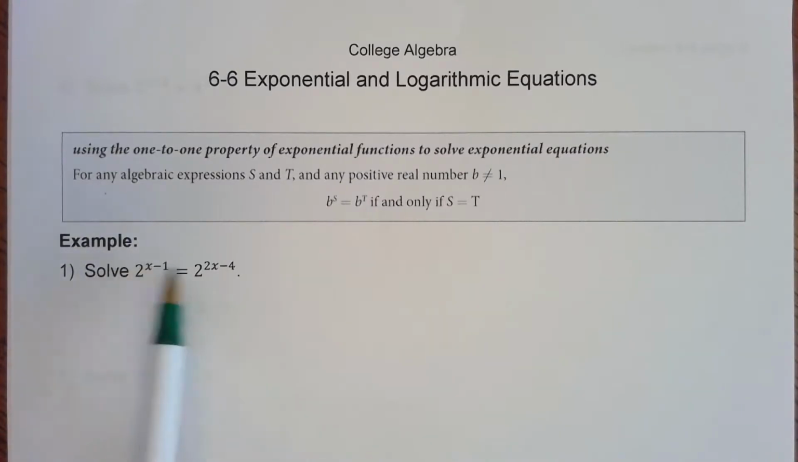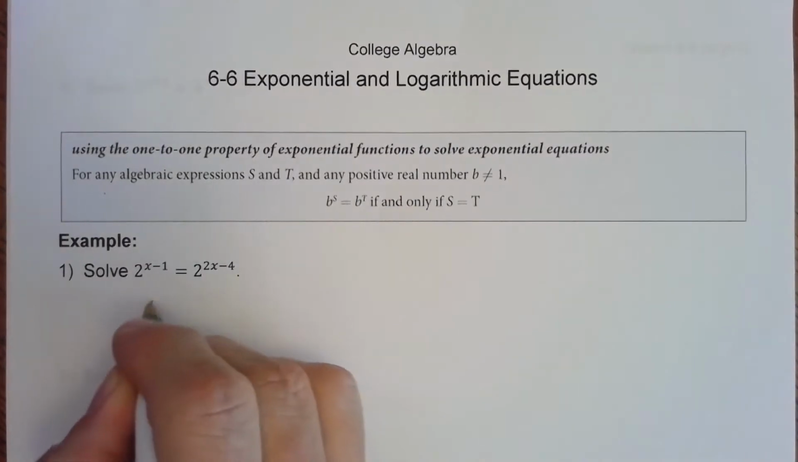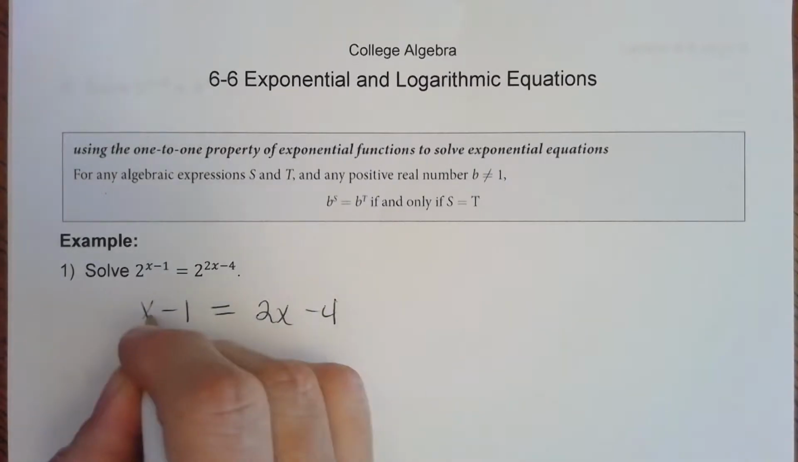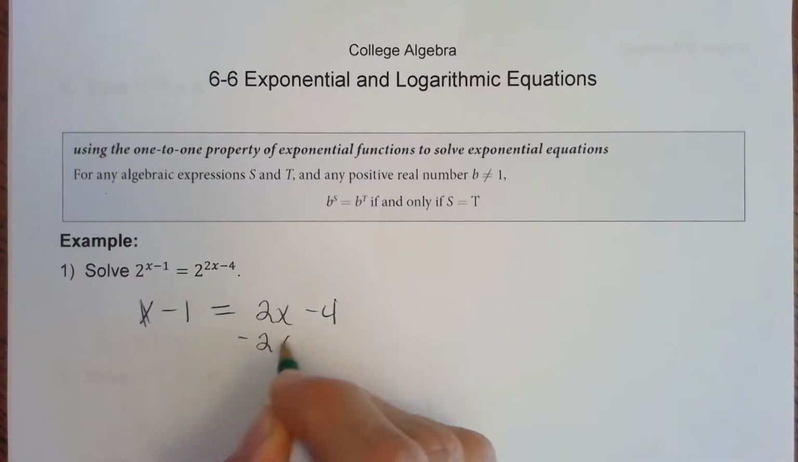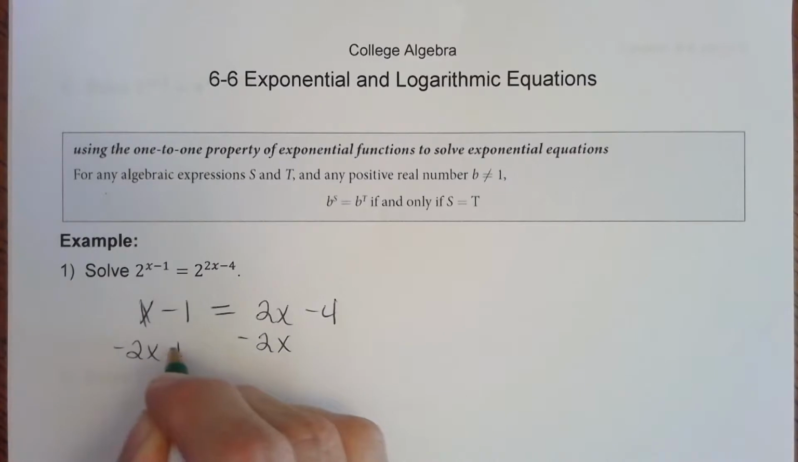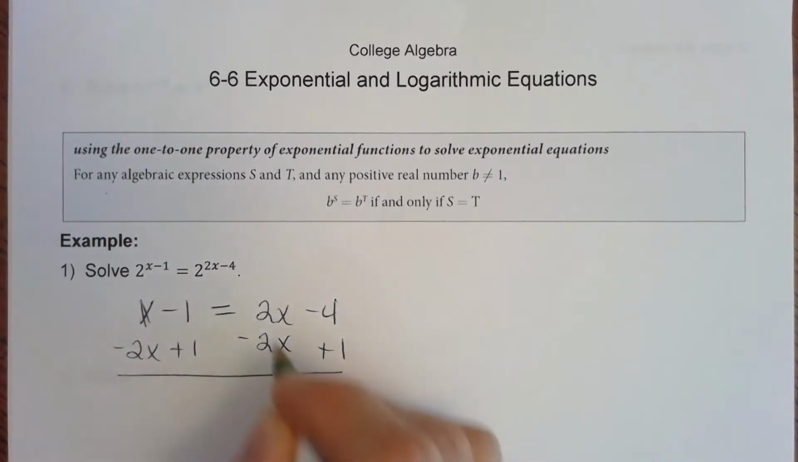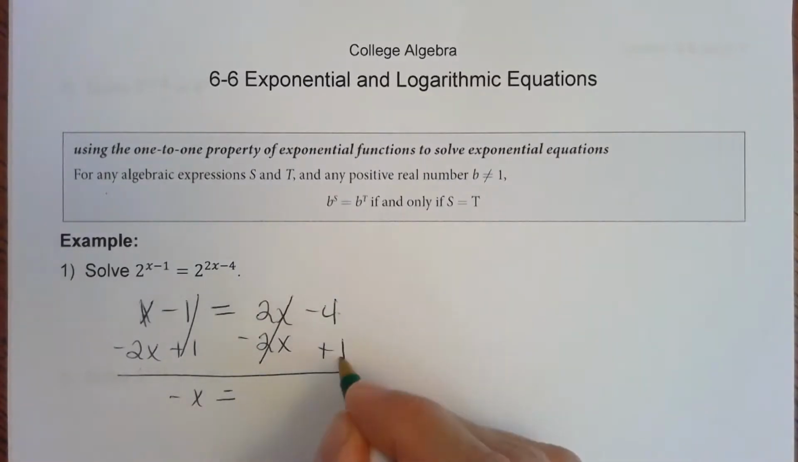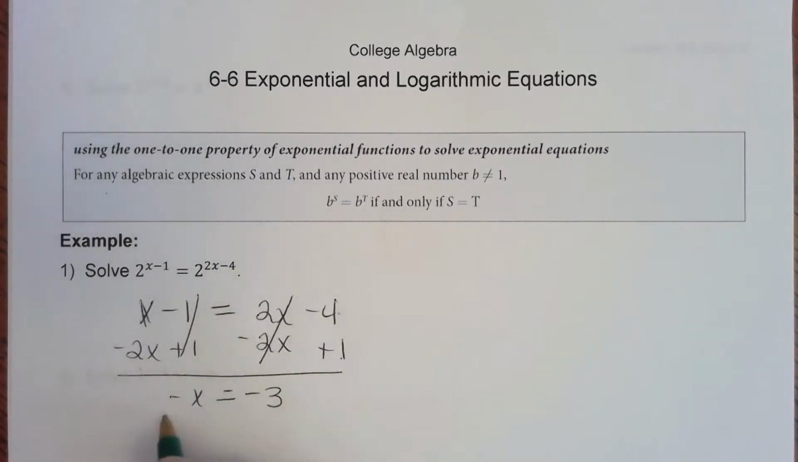For example, look at this one. We have 2 to something equals 2 to something. Well, if this were to be true, then don't these two exponents have to be equal to each other? So just set them equal and see what happens. X minus 1 equals 2x minus 4. So we'll subtract 2x and add 1. So that's 0 and that's 0. X minus 2x is negative x. Negative 4 plus 1 is negative 3. Divide both sides by negative 1 and we find out that x is equal to 3.